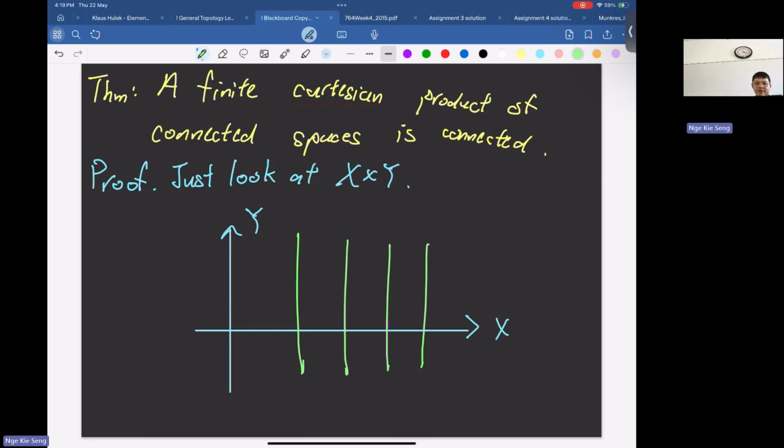Any idea how to show this? What's the basis I'm looking at here? For example, U1 cross U2, two open sets in X cross Y. How do you know that those open sets are connected? You have to start with connected open sets, because an open set could be disconnected, right?